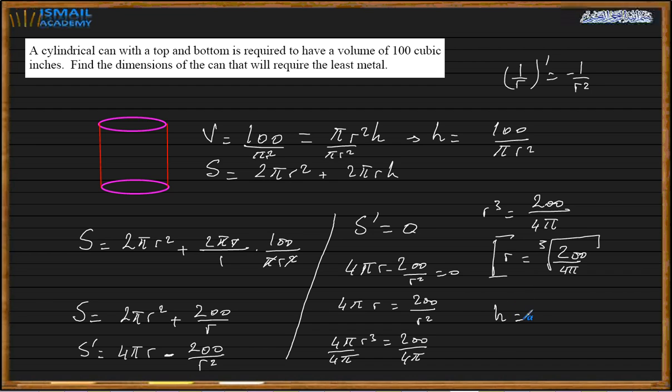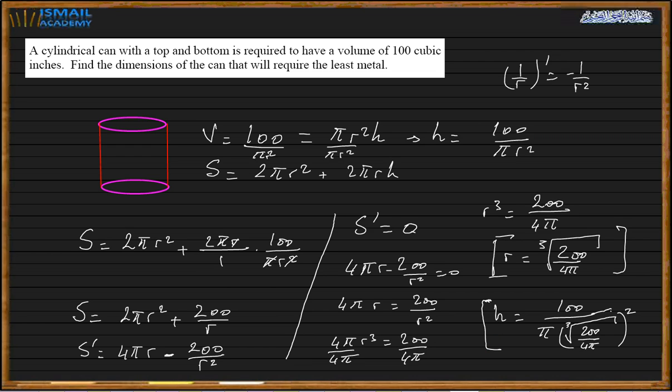So my h will be 100 over pi times the cube root of 200 over 4 pi, squared. And this is the cube root, by the way. And this is the answer for the dimension. Don't try to simplify unless you use a calculator. If you don't use a calculator, just keep it as it is, because this will be enough for the question.